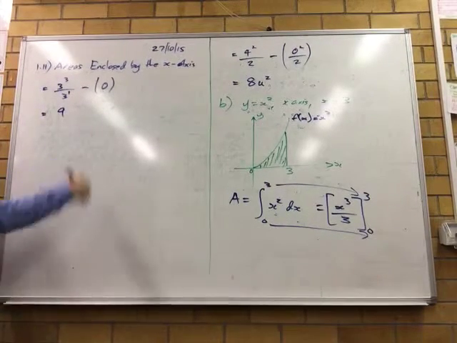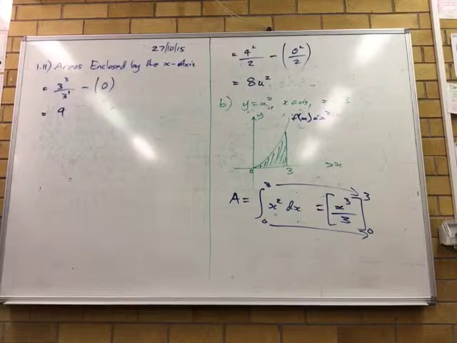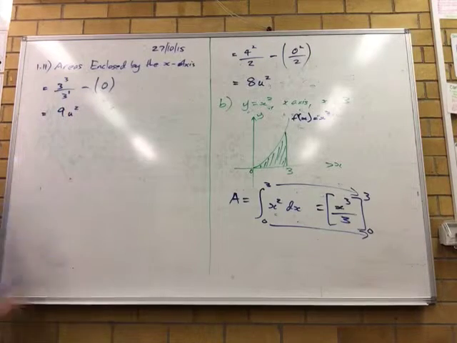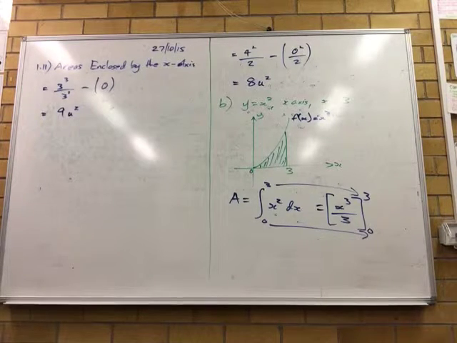So the exact area underneath the parabola y equals x squared, between x equals 0 and x equals 3, is exactly 9 units squared. So even though there's a curve, we've got an exact, whole number for the area.